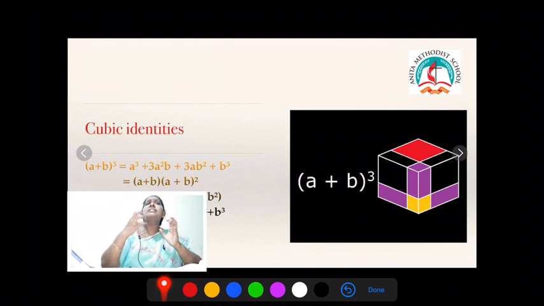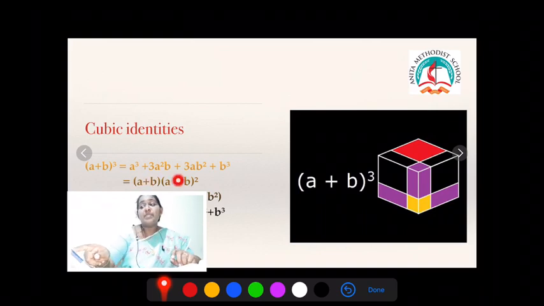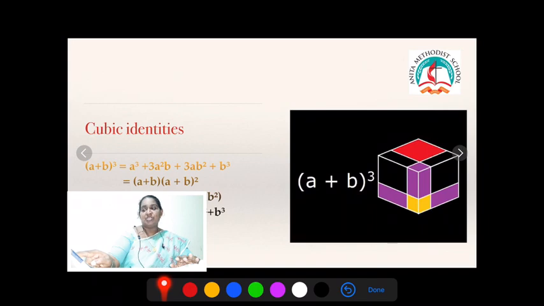But how does this identity come? Shall we solve it? What is your left hand side? That is (a + b) the whole cube. How can you split it? Shall we split it into (a + b) into (a + b) the whole square? Then it is (a + b) the whole cube only. Yes. So (a + b) into (a + b) the whole square.